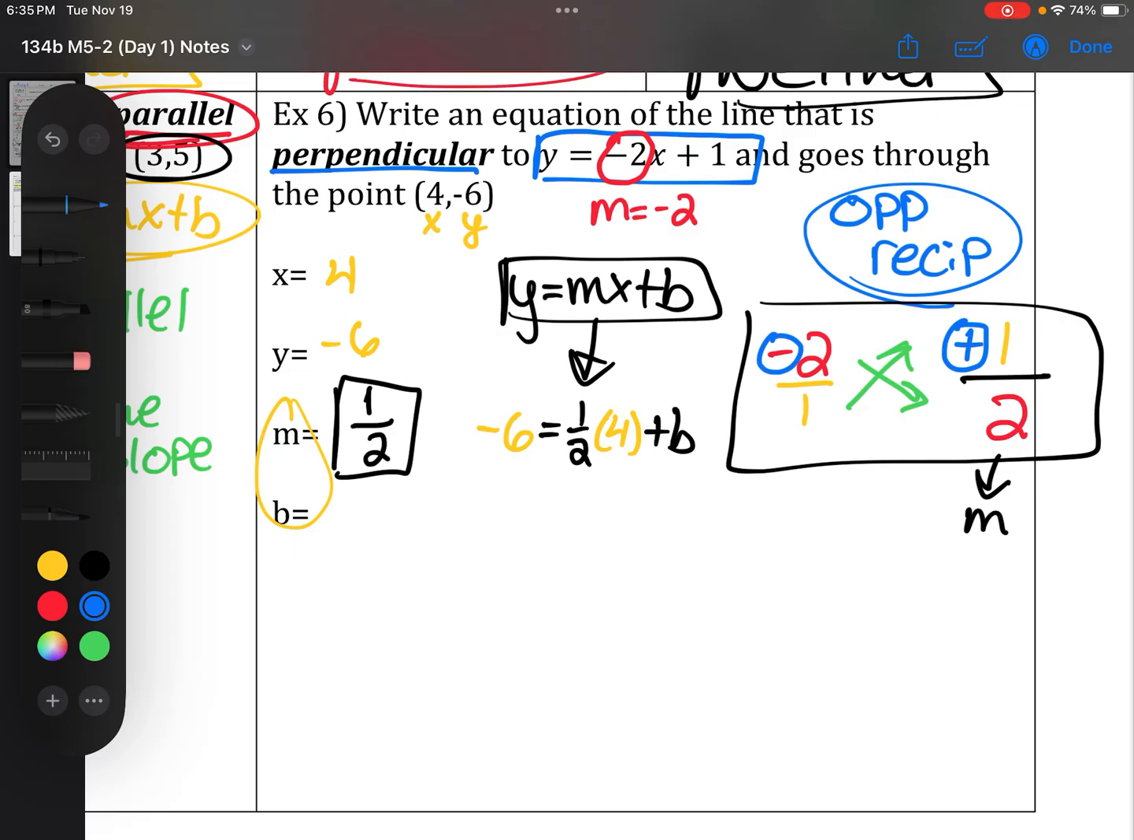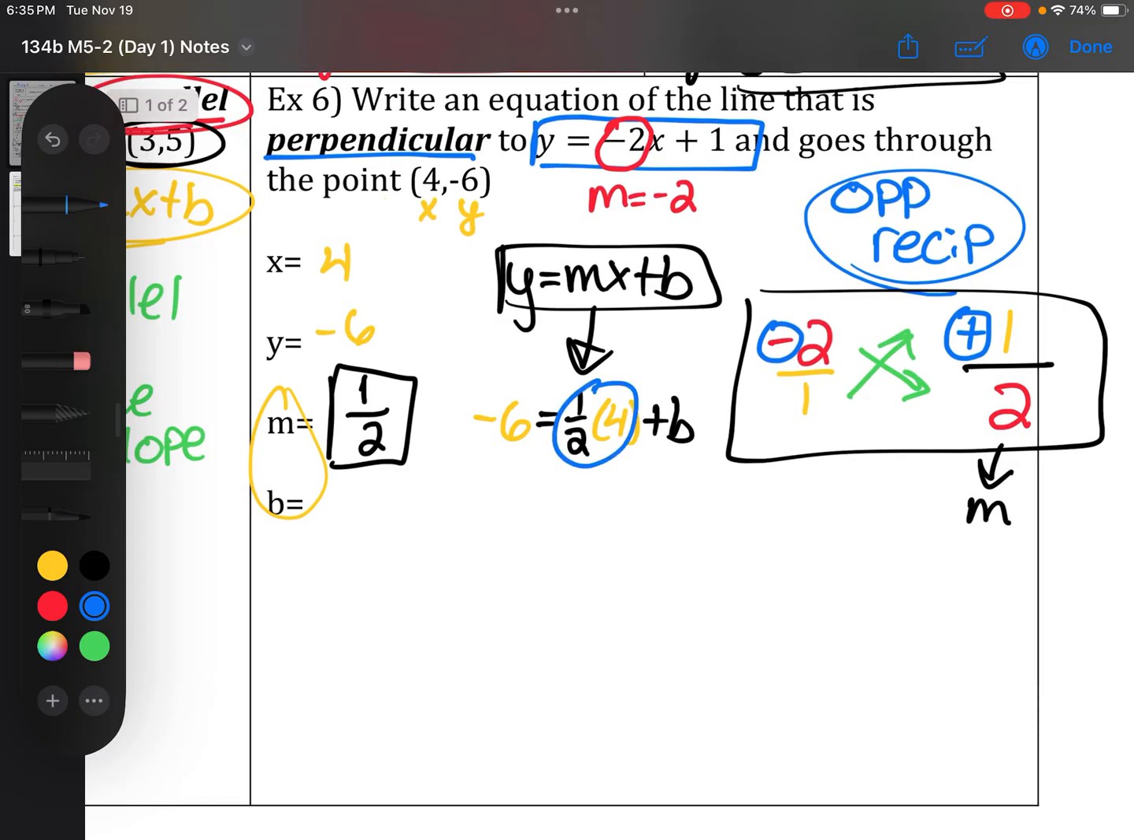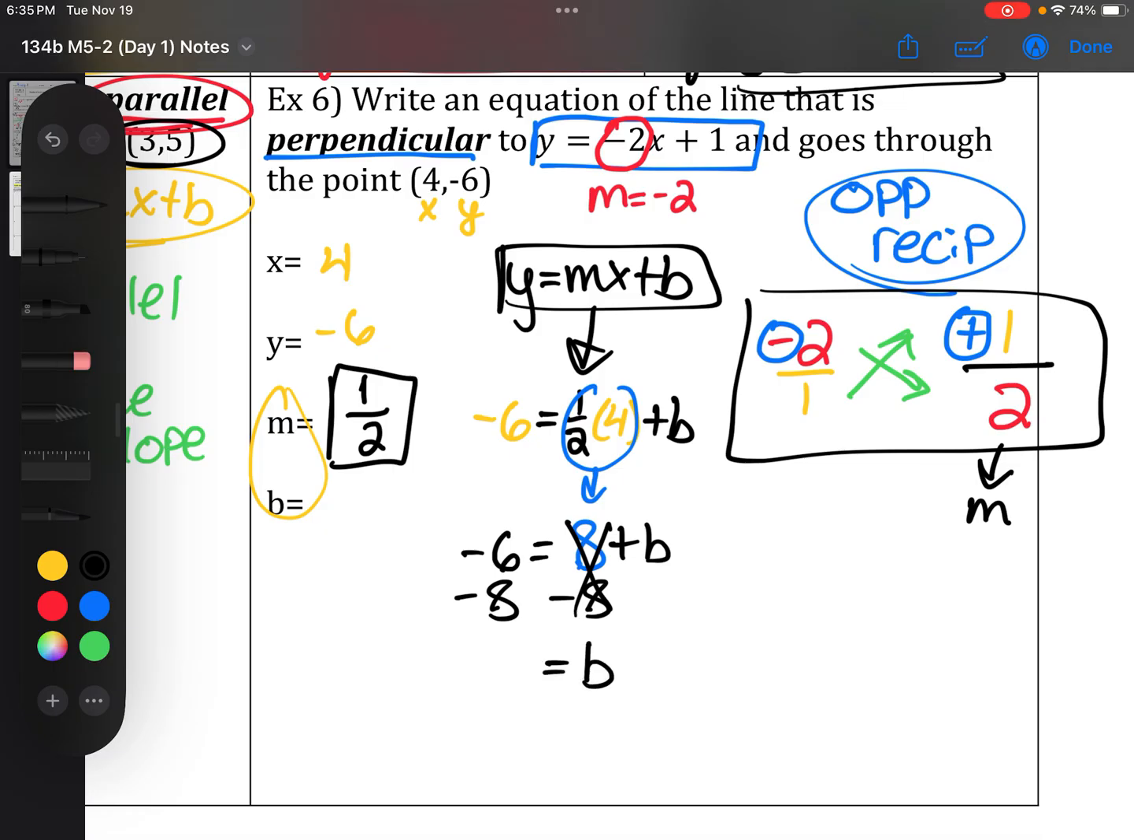Then we just multiply it out. This is why we have calculators. 1/2 times 4 is an easy peasy 2. So 2 plus b equals -6. And then we're going to go ahead and subtract that from both sides. 8 minus 8 is gone. You get b is equal to -14. Make sure you do those negatives in the calculator. Easy mistakes there that could be had.